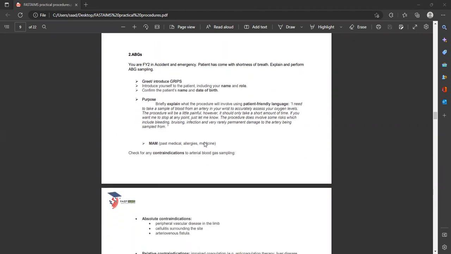Okay, let's move towards our second scenario, which is ABGs. You are referred to accident and emergency. The patient has come with shortness of breath. Explain and perform ABG sampling. You are referred to your accident and emergency patient, let's say Peter Jefferson, who has come with shortness of breath. This is a trap. Do not fall into it. Your task is to explain and perform ABG sampling.